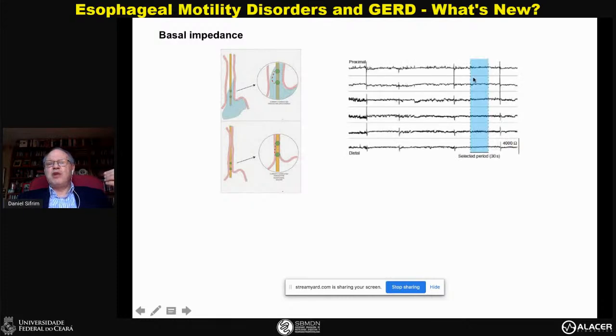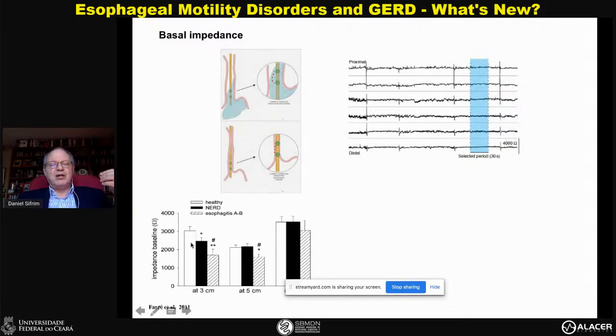When we look at an impedance tracing at a period in which there are no swallows and there is no reflux, what we are looking at is this situation, where the electrodes are in contact with the mucosa. In a normal subject, the mucosa has a high impedance, around 3000. In a patient with esophagitis, the mucosa is leaky and the impedance is lower, below 1500. In the middle, the patients with non-erosive reflux disease have a lower baseline impedance, but not spectacularly lower. So in some patients, we can think that the baseline impedance is low and that the patient might have non-erosive reflux disease.